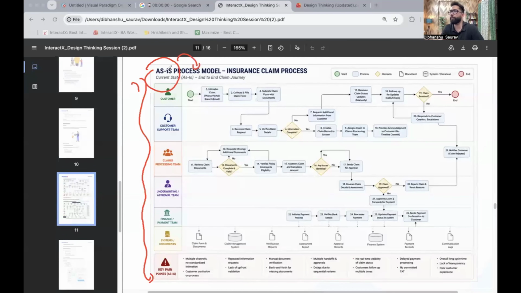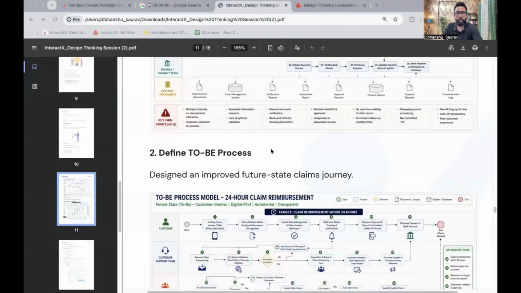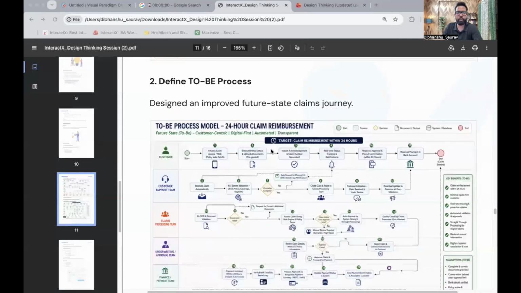Is it doable, all of us? Okay. So if this is doable, you as a business analyst have mapped this as is. And once you have mapped, now you'll start thinking about how we can try to turn all this process within 24 hours, right? And then you came up with a to be.